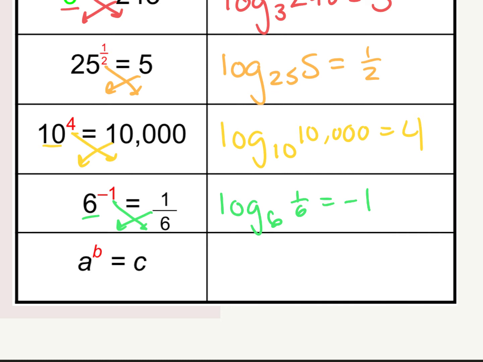All right, and then the last one on this page, what do I start with? Log. What's the base? A. And then what comes next? C. And then equal to B. So log base A of C equals B.